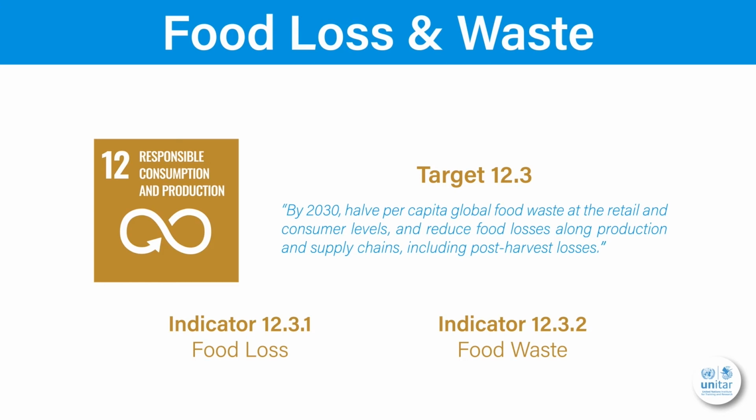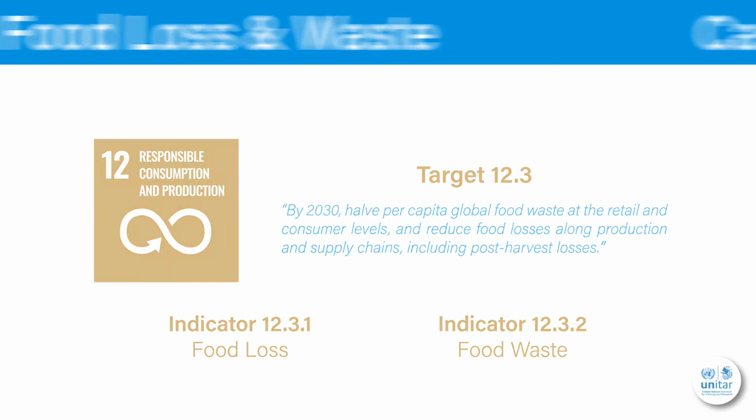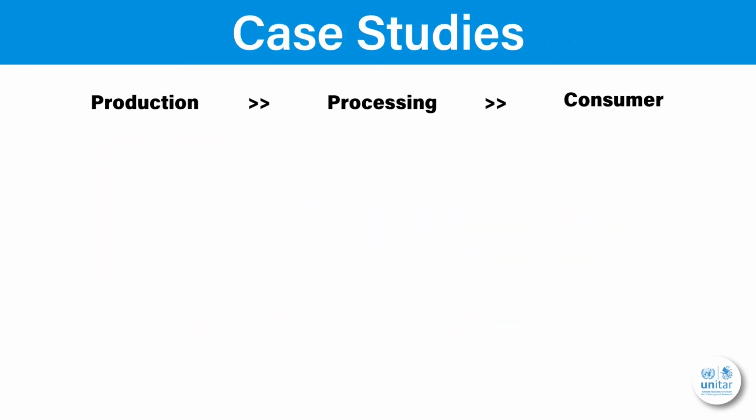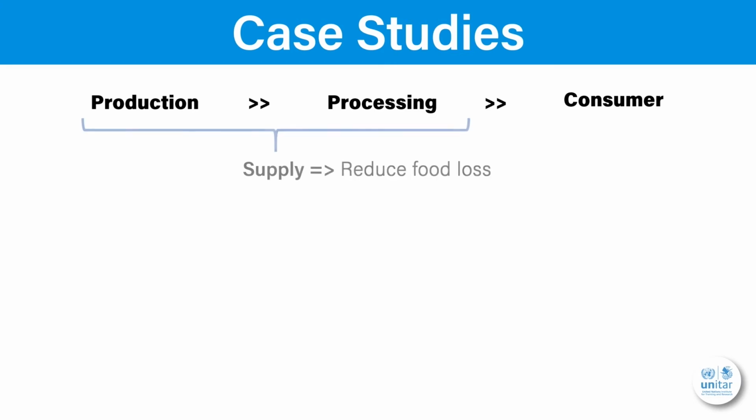Now we understand the serious problem around food loss and waste, where it occurs, and what SDG indicators are available. But what can we do about it? Let's have a look at some case studies. At the supply side, it is important to reduce food losses at any stage of the value chain.